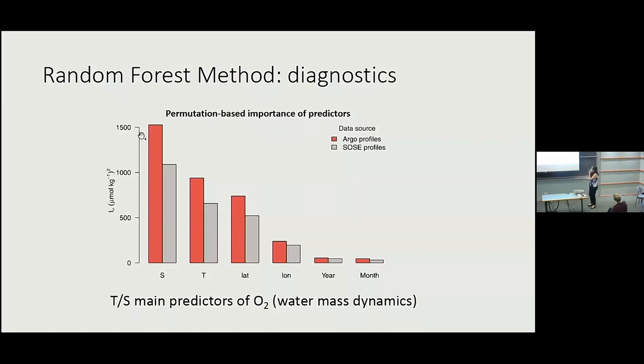The two main predictors, and this is consistent between training the forest with actual profiles from ocean observations and model profiles, are salinity and temperature. This is what we were expecting, because it's consistent with water mass dynamics, which is important in interpreting the map that comes out from this process.